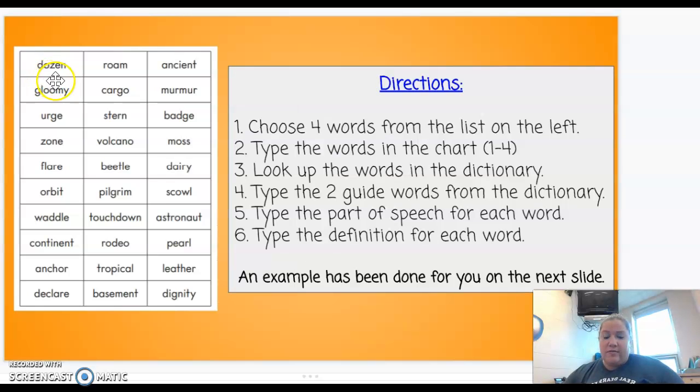Once again, you will be finding 4 words from this paper or this list of words here. Do not use the word dozen because I used that as your example. If you have questions, make sure you ask your teacher.